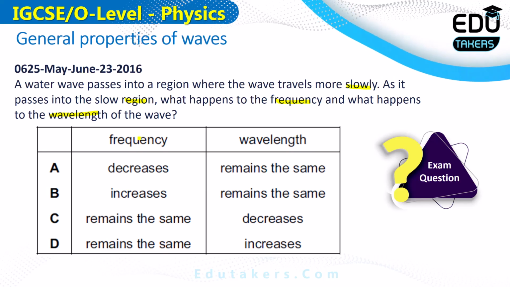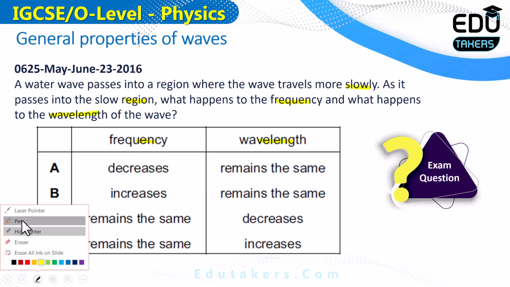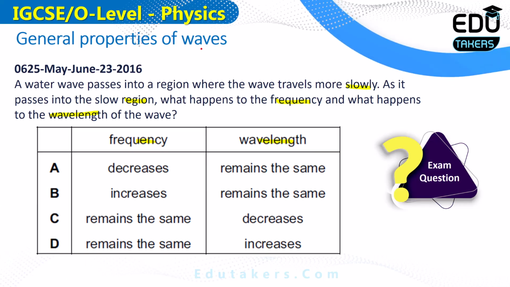Let's see the answers. Frequency and the wavelength. Answer A, decreases, remains the same. B, increases, remains the same. C, remains the same, decreases. D, remains the same, increases. So first of all, you know that in refraction, there is no change in the frequency. The frequency remains the same.